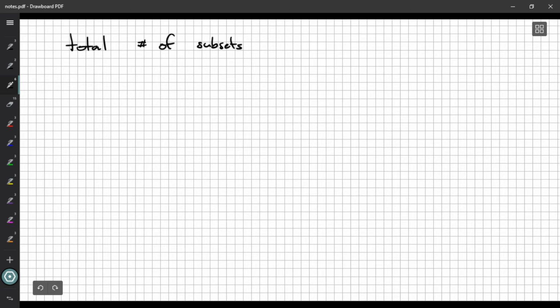Total number of subsets of, well, there's 6 elements, 6 objects in this set, so it should be 2 to the power of 6. Which you can quickly work out is 64. That's not a bad one.